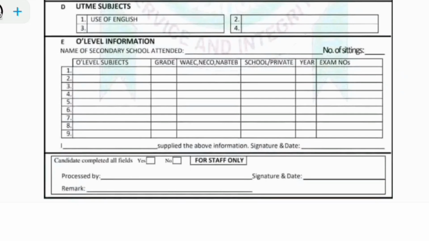So the first thing to do is your name of secondary school attended. The name of the secondary school that you attended, just fill it in there. The number of sittings, if you're combining results, include it there, maybe one sitting, two sittings, and so on. But the best thing is one sitting. One sitting will give you an upper hand over people that are combining two or three sittings.